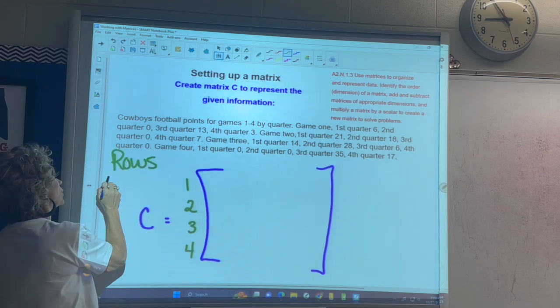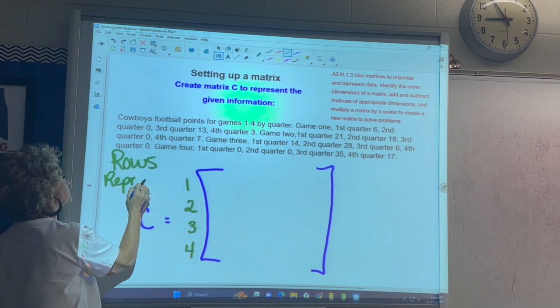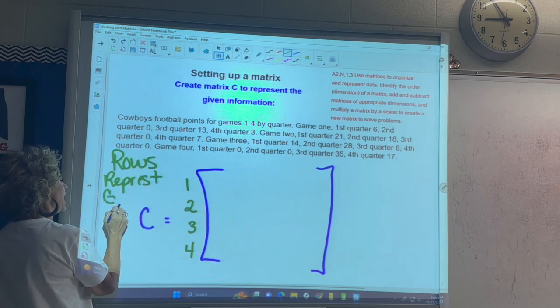Let me make this clearer. Rows represent the game number.